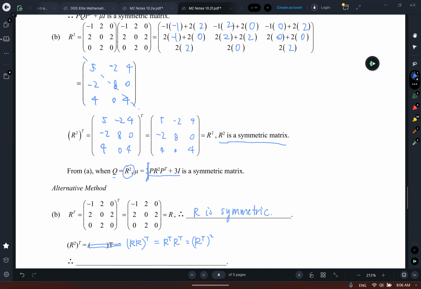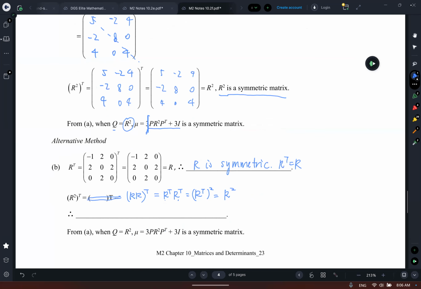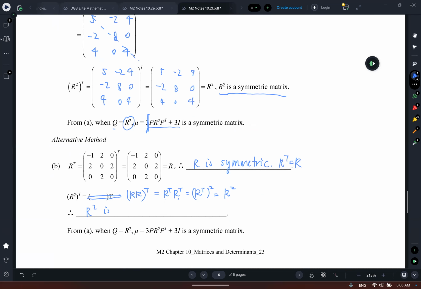R transpose, yes, this is correct. And then that is equal to R squared, because R transpose equals R, right? Here, let me do it. R squared transpose, it's R times R transpose, equal to R transpose times R transpose. That is R transpose squared, and R transpose equals R. So I proved that R squared transpose equals R squared. Therefore, R squared is also symmetric.